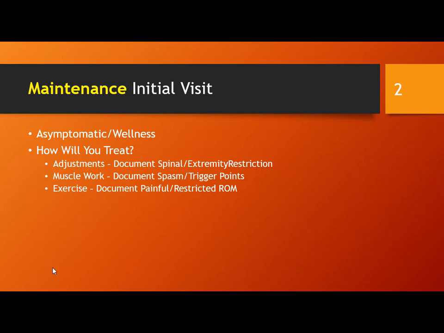All right. So you've got to remember, how are you going to treat this patient? If you're going to be doing adjustments only, then you want to make sure that you document any spinal or extremity restrictions that you're going to be adjusting. You want to make sure that there's a reason for that. If you're also going to be doing any muscle work, make sure you document spasm or trigger points. If it's a maintenance patient, remember, spasms are typically short-term in nature. Trigger points might be a little more sporadic and longer term. If you're going to be doing exercise on these maintenance patients, which I guess is possible, make sure you document first any painful or restricted range of motion.